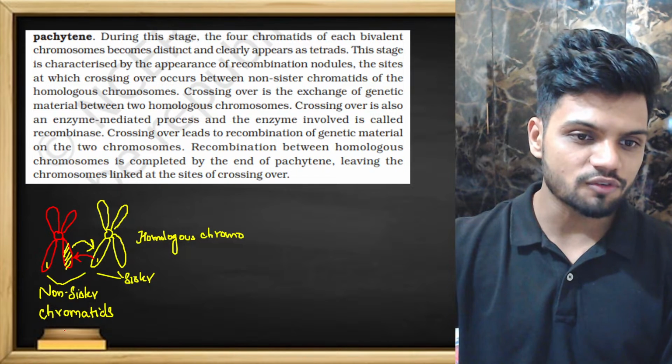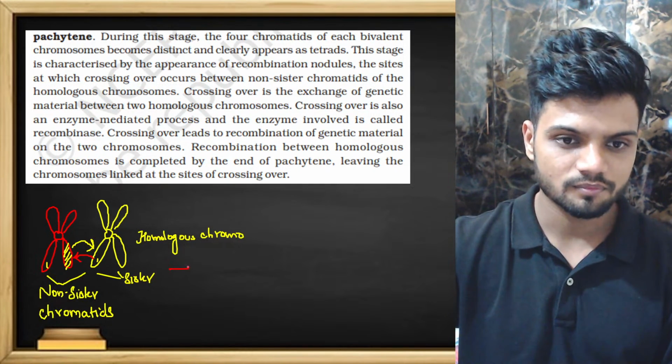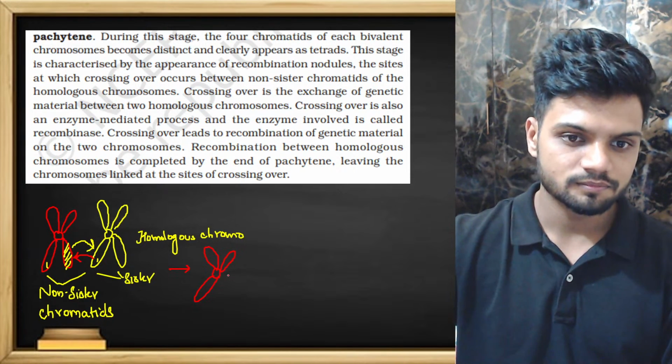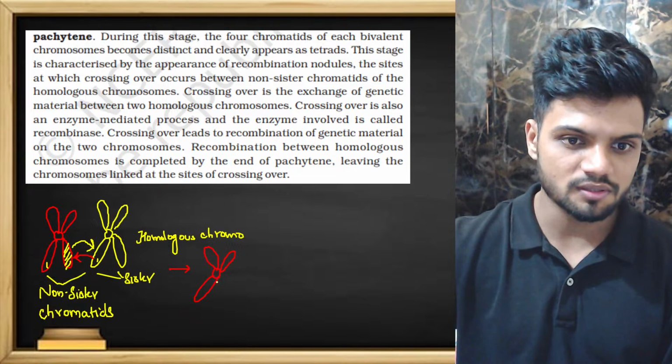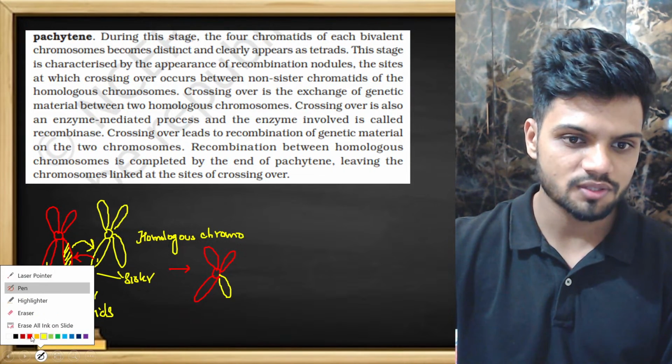Now before the exchange of chromatid happens, the two chromosomes have to come close to each other, right? So I'll just draw the final thing. Imagine they come close together and the exchange has happened now.